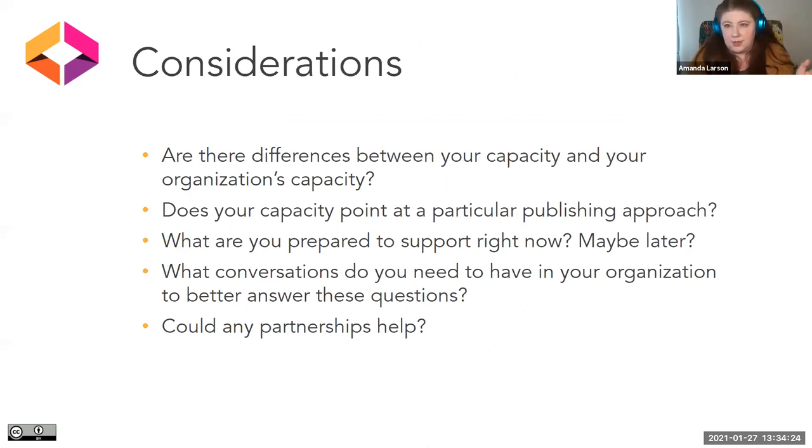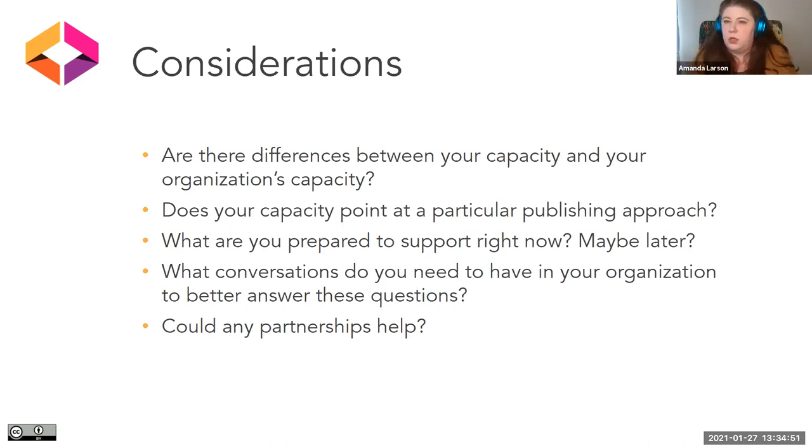So some considerations. Are there differences between your capacity as one individual person and your organization's capacity? And this comes into play with both your workload and the expectations of your organization, but also thinking about who you can collaborate with, who you have access to. That's going to vary from institution to institution. So where does that lie?